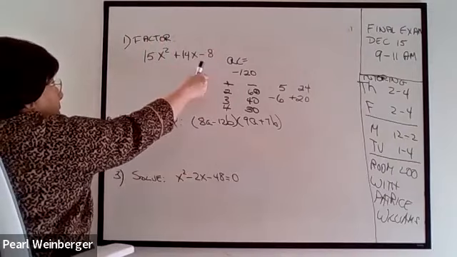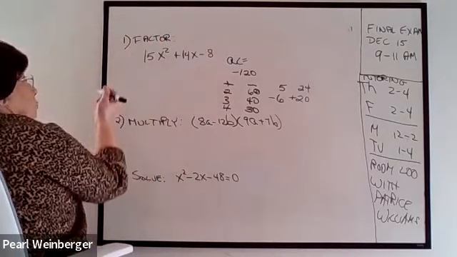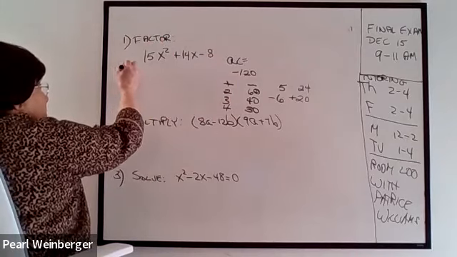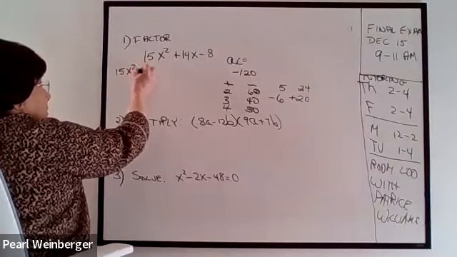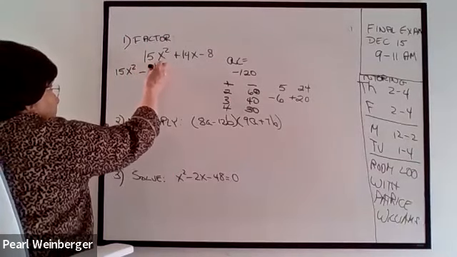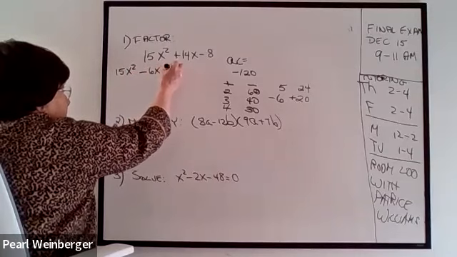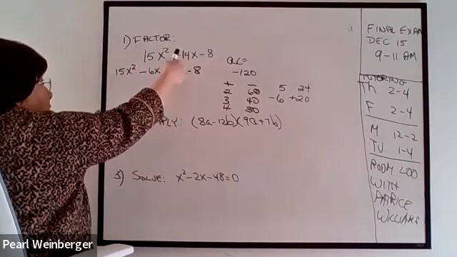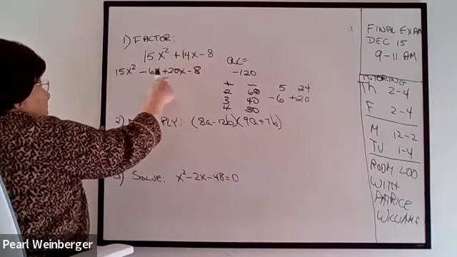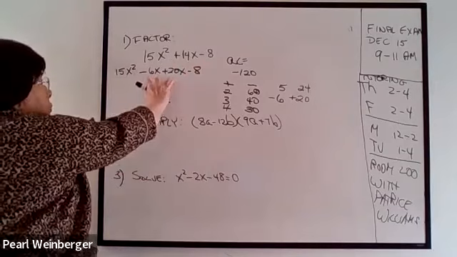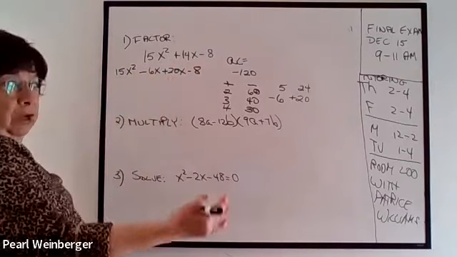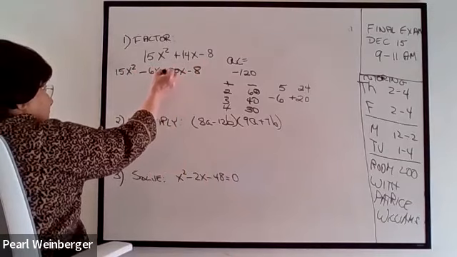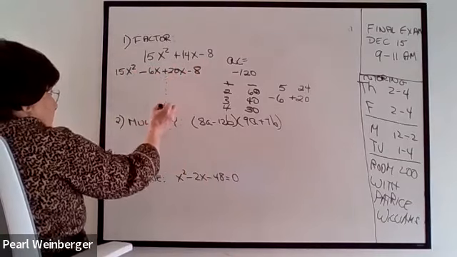So I'm going to rewrite this trinomial into a 4-termed expression. It's going to be 15x squared minus 6x plus 20x minus 8. In other words, I rewrote the 14x as -6x plus 20x. And it doesn't matter what order you put this in. You could have put the 20x first and the -6x second. Just be careful with the signs.